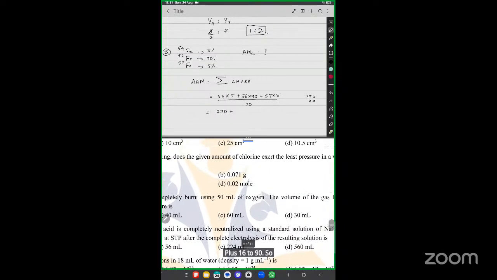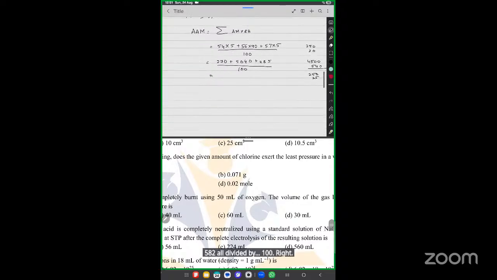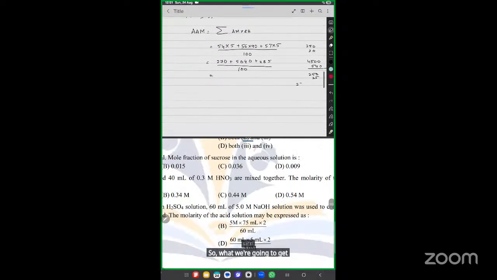So what is 5 into 9? It is 45. So 4500 plus 9 sixes are 54, 540. So this comes out to be 0 4 0 and 5, right? Plus 50 fives are 250 and 7 fives are 35. So what we are going to get here is 582 all divided by 100, right? So what we are going to get is 270.